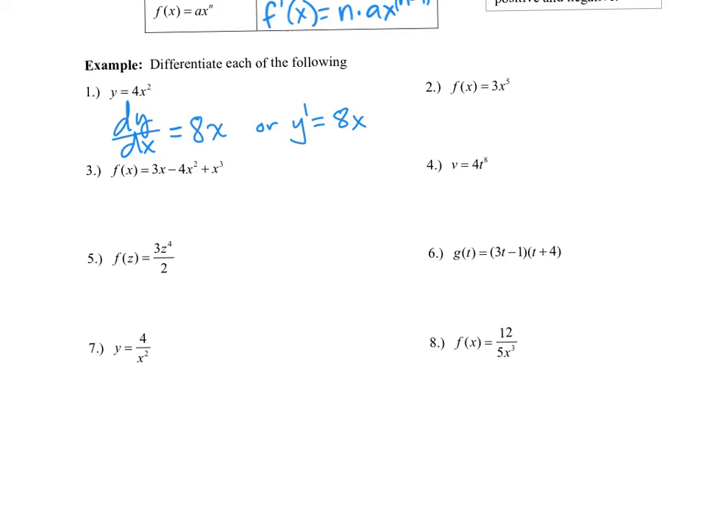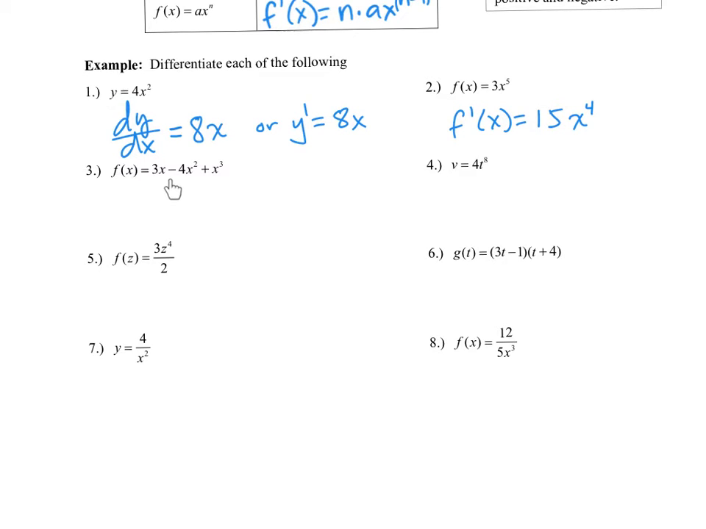Okay, let's take a look at the second one. If f of x equals 3x to the fifth, if we're going to differentiate or find the function that's the derivative, we're going to take that exponent of 5, bring it around to the front, multiply it by 3. So that means f prime of x is going to be 15x to the, now remember you have to reduce this exponent by 1, so 5 minus 1 would be 4.